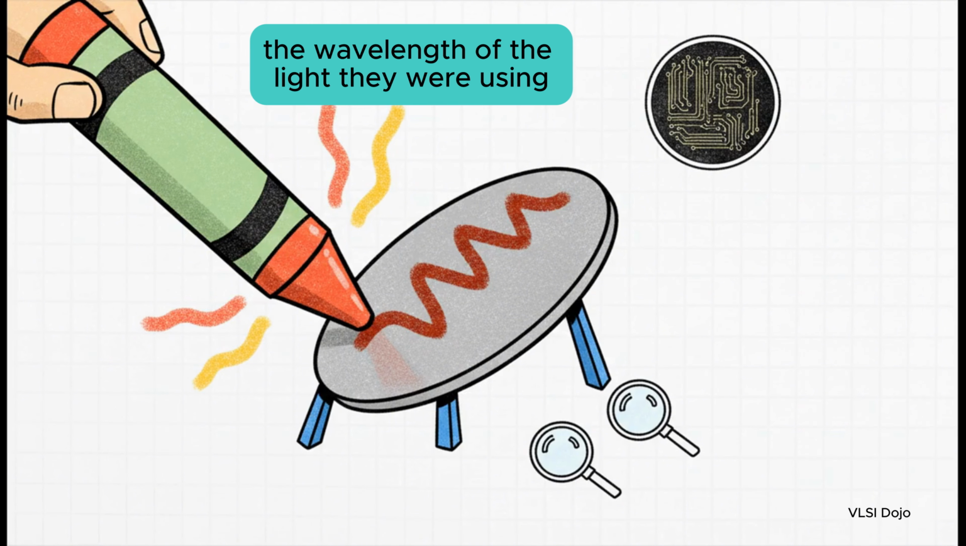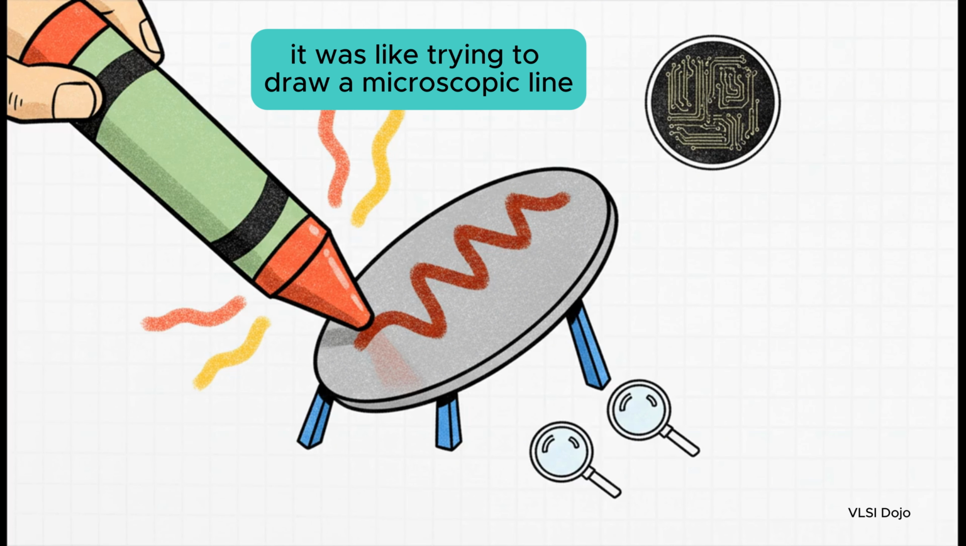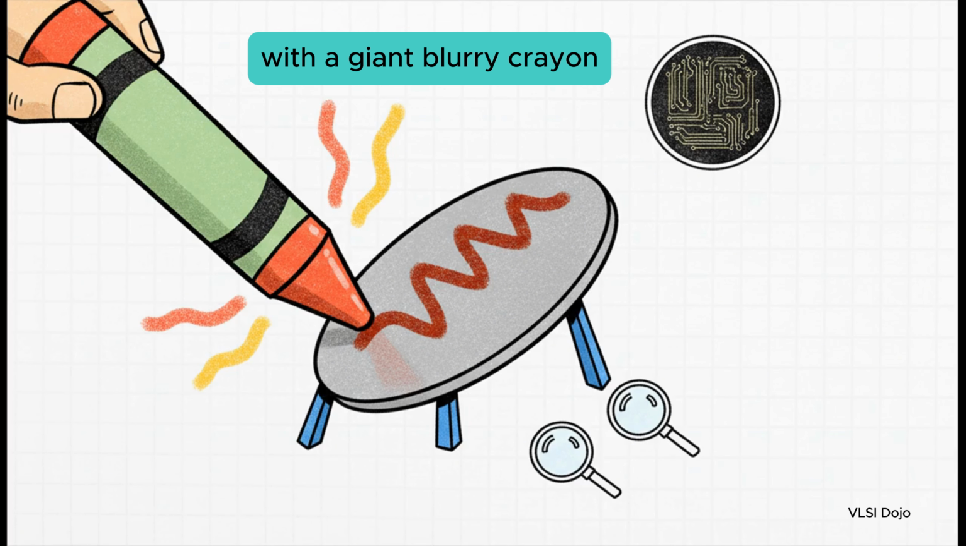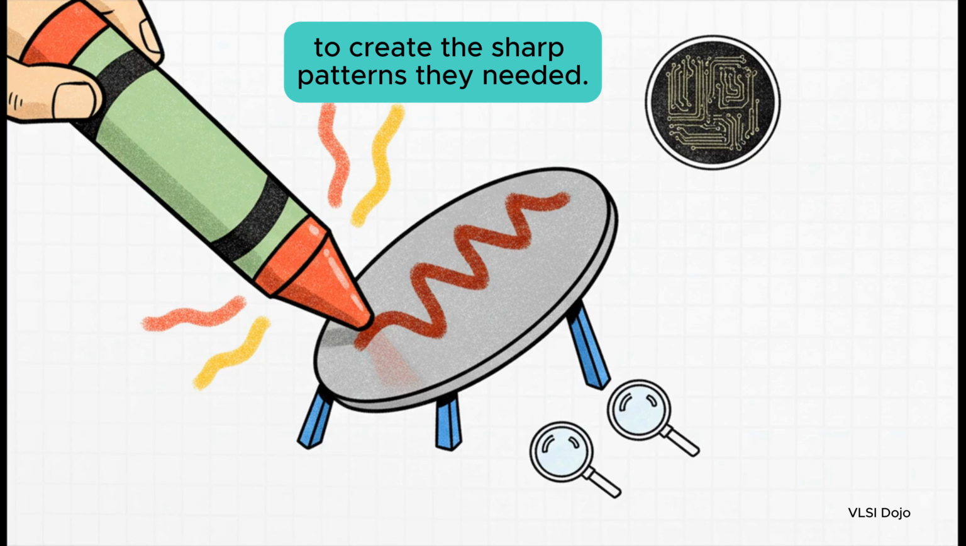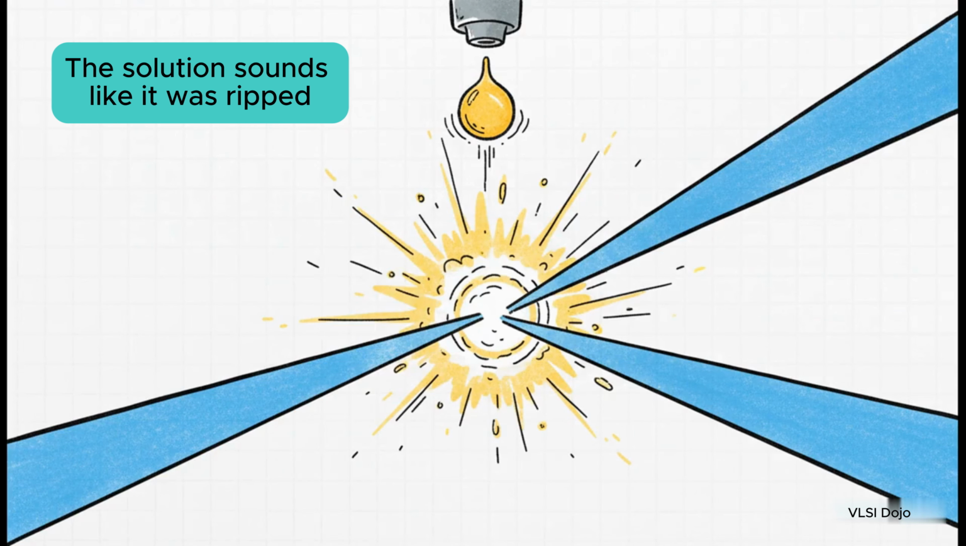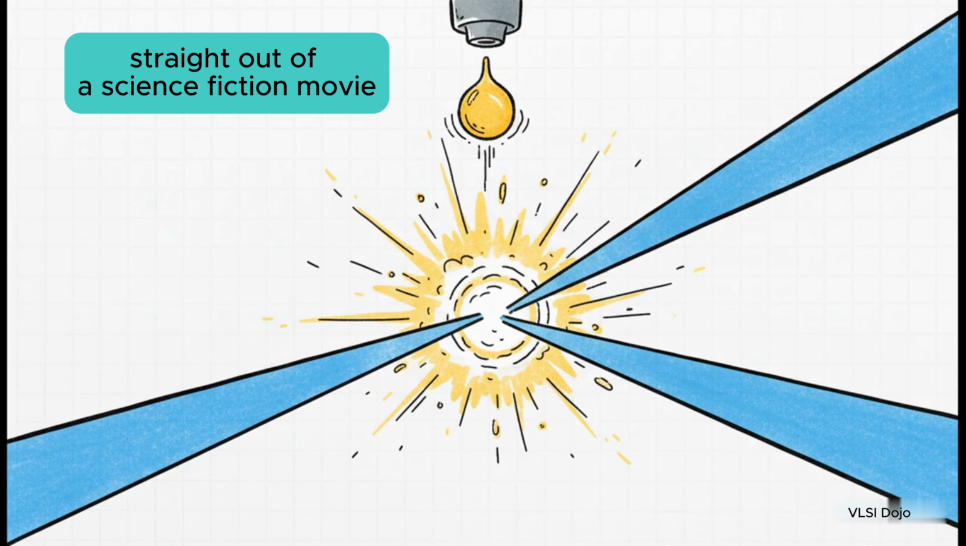The wavelength of the light they were using was just too big. It was like trying to draw a microscopic line with a giant blurry crayon. The light itself was just too clumsy to create the sharp patterns they needed. The solution sounds like it was ripped straight out of a science fiction movie.